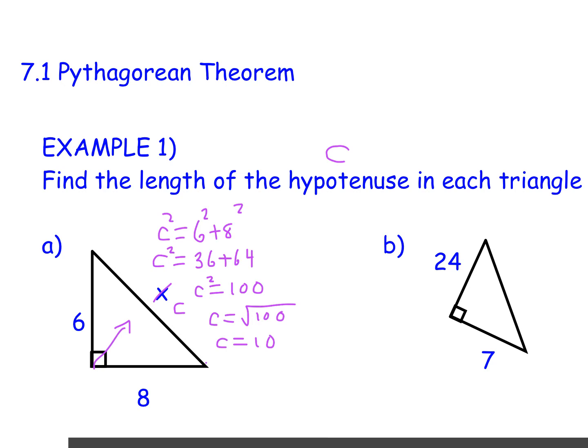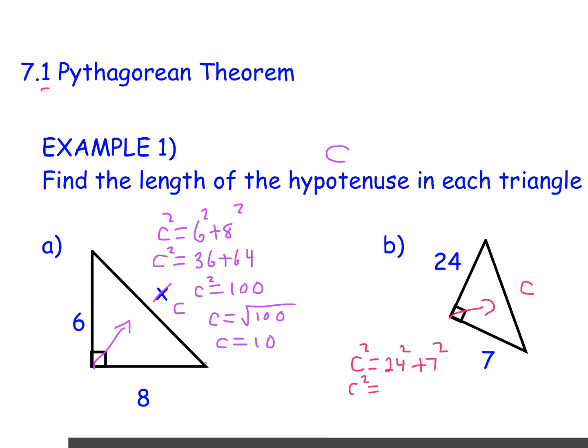In the other example, we have sides of 24 and 7. And again, the longest side, the hypotenuse of our right angled triangle, is missing. So we're going to label that with C, and it doesn't matter whether the other two sides are A and B or B and A. We're just going to say C squared equals 24 squared plus 7 squared. And then what we're going to do is go ahead and square those.